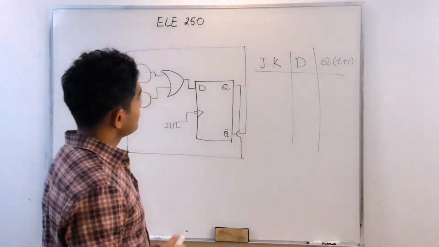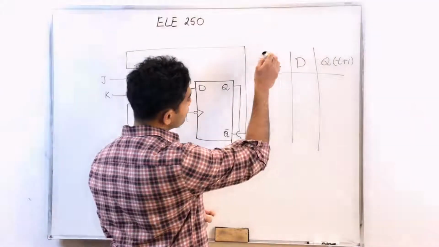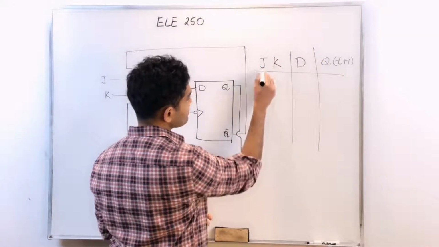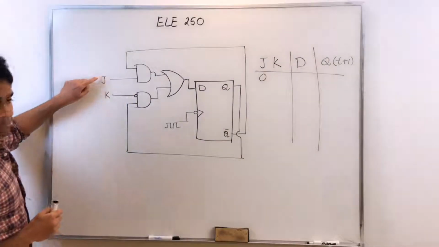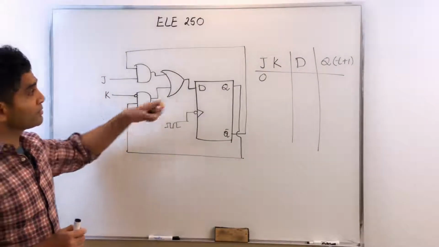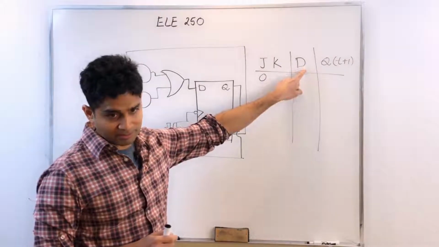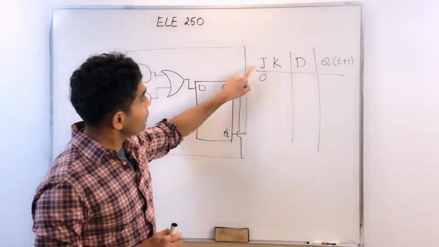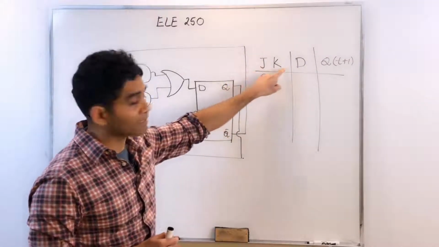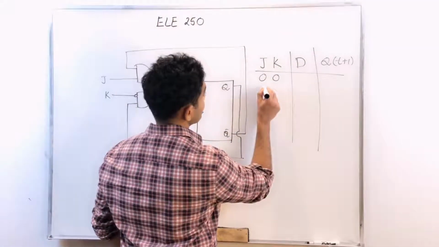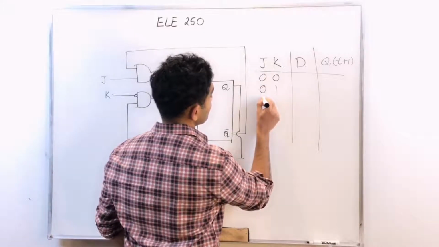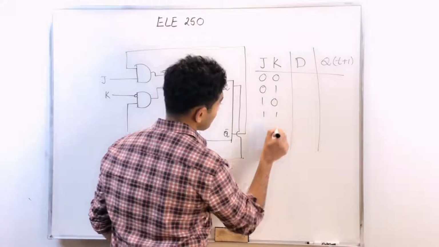Now let me look at all possible combinations of J and K, because these are the independent inputs. I can apply any input here. D is a dependent input because D depends on what values you apply on J and K. So, J K: 0 0, 0 1, 1 0, 1 1.